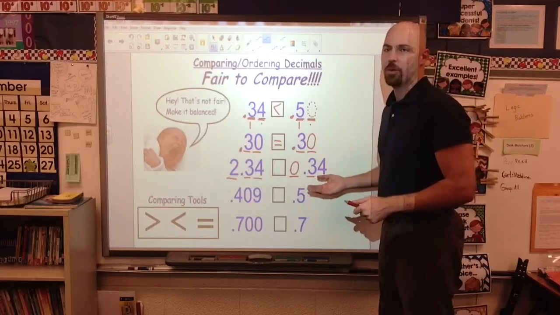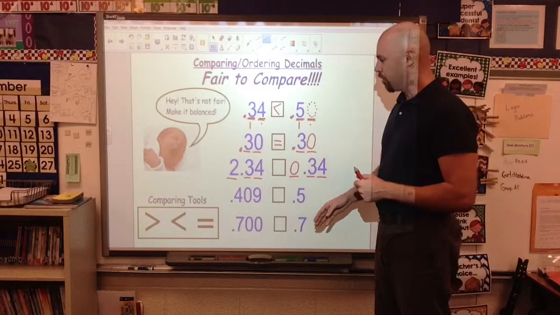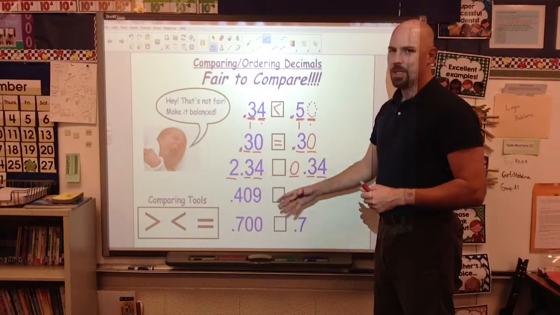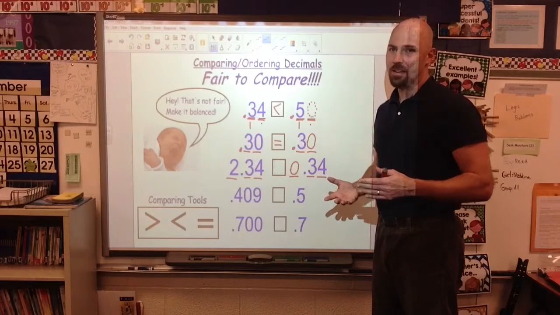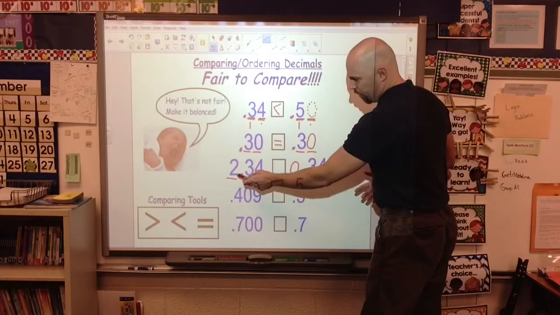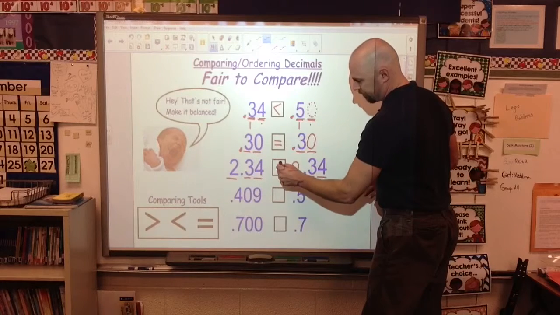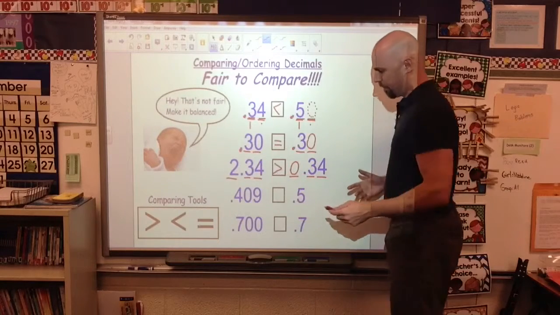It's like saying $0.34. And I constantly use money, especially when we're just dealing with out to the hundredths place, because it makes sense. It's something they can identify with at first. It gives us a foundation. So now we look and we go, well, that's $2.34. That's 34 cents. That's obviously bigger.